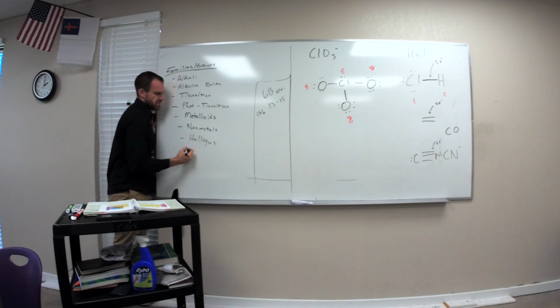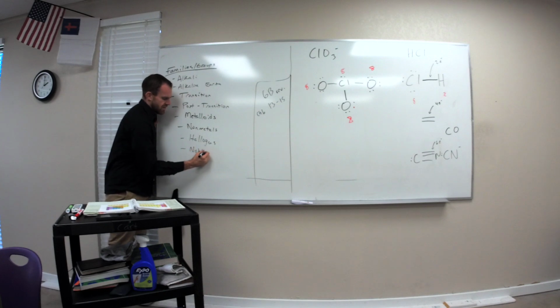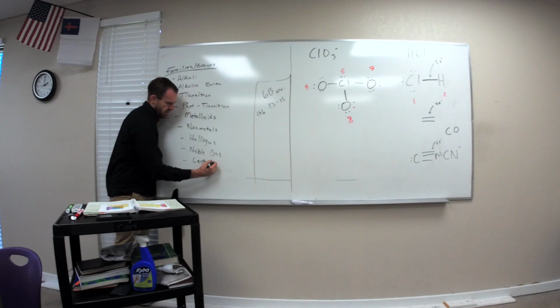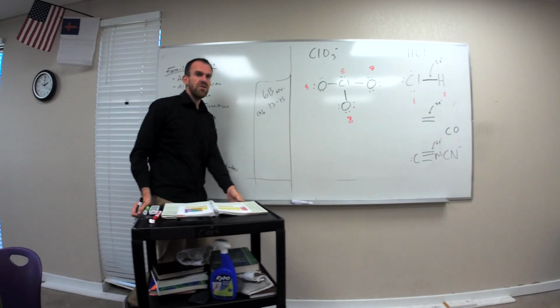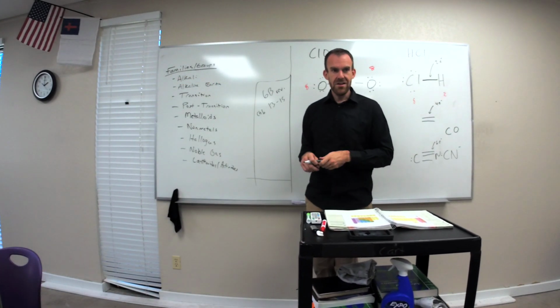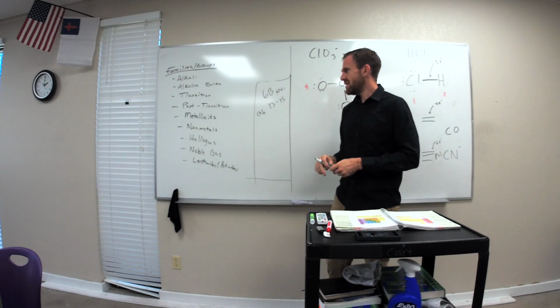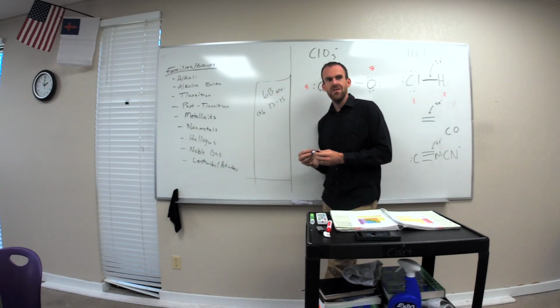Noble gases, and then the lanthanides, actinides. So I should be able to give you a periodic table, and then you select where each of these live, and fill in the blanks.